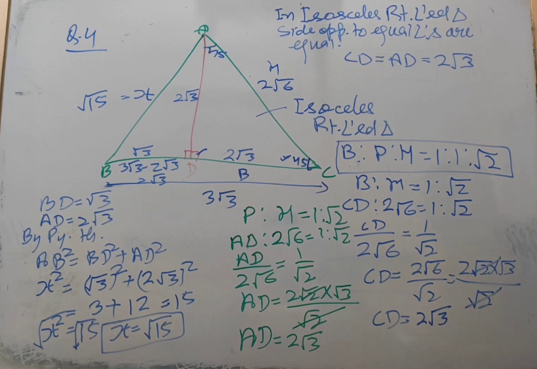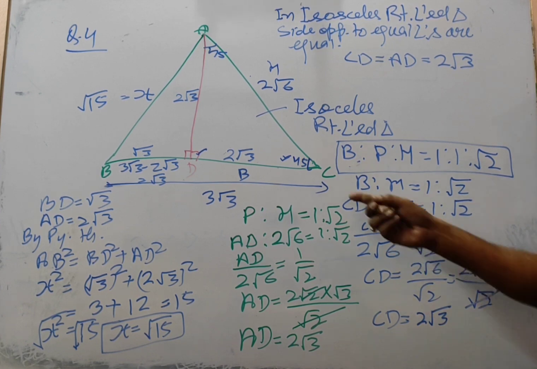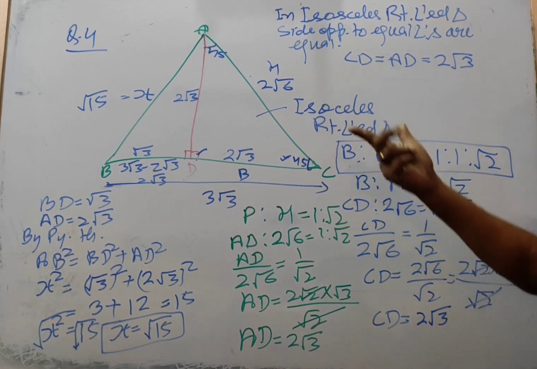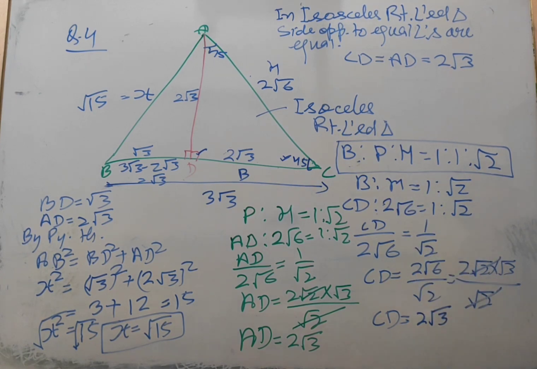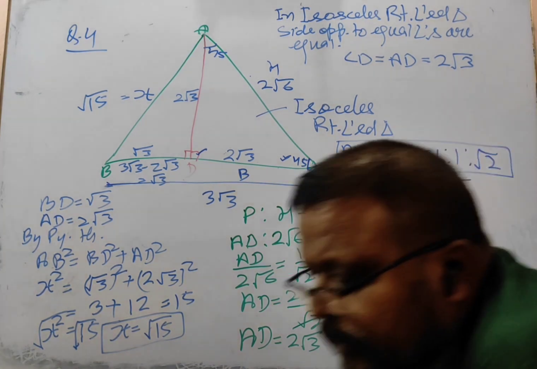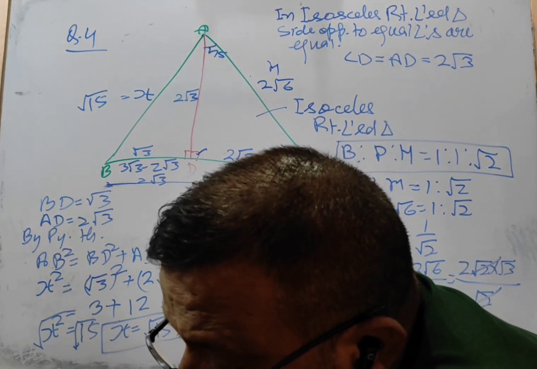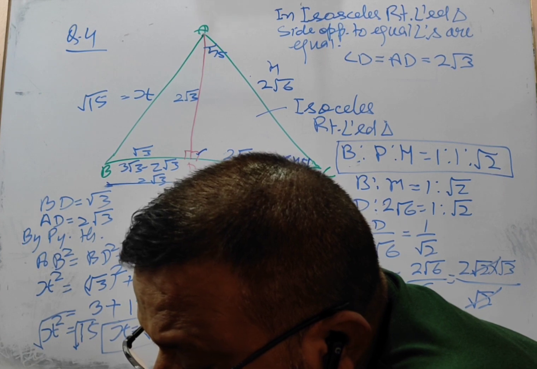Root two, yeah. You know this. We use the ratio and get the sides. Okay. So should we go for the next, or should we call off now?